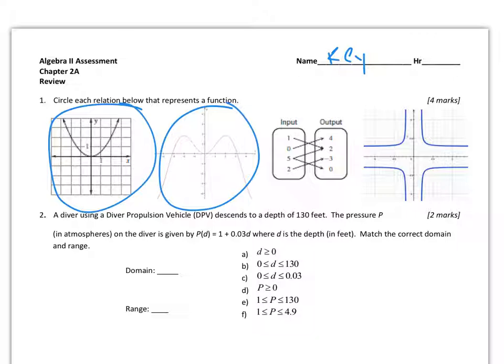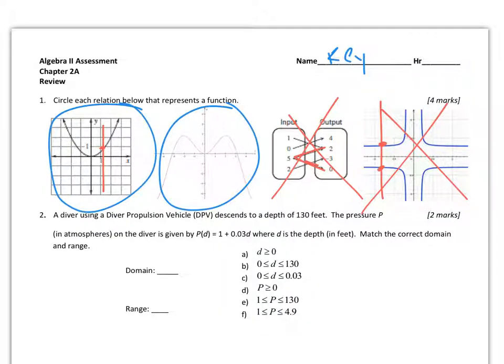And the way you test this, you draw a vertical line. If it only touches the graphed line, if it only touches the function at one spot, it is a function. If you draw a vertical line and it touches it at more than one spot, it is not a function. So right here, this 5 has 2 outputs. So this is not a function, and the last one is not a function.